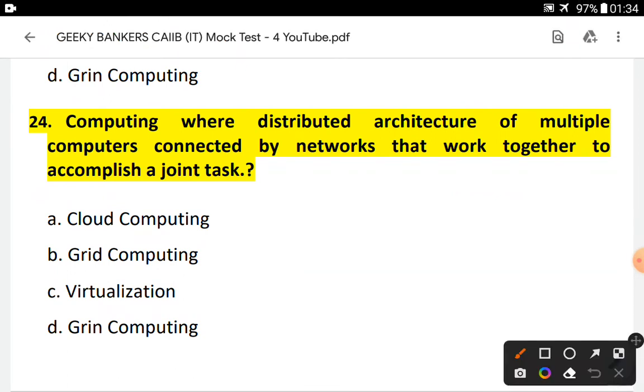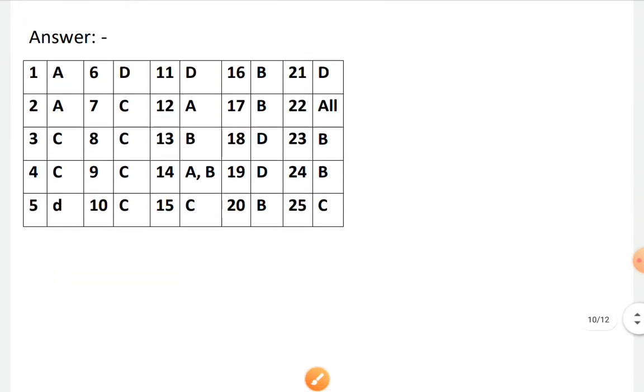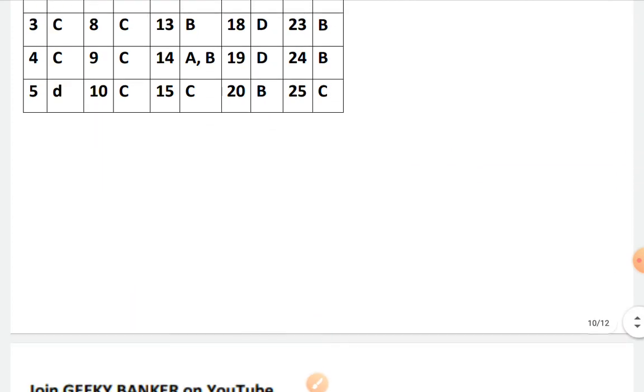Computing where distributed architecture of multiple computers connected by networks that work together to accomplish a joint work. So this is called grid computing. Okay, so this is the answer of all 25 questions.